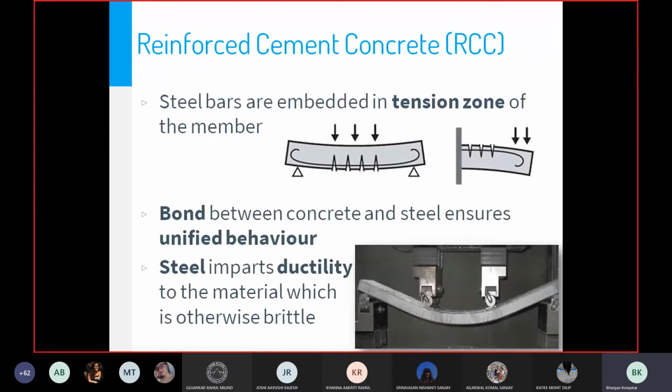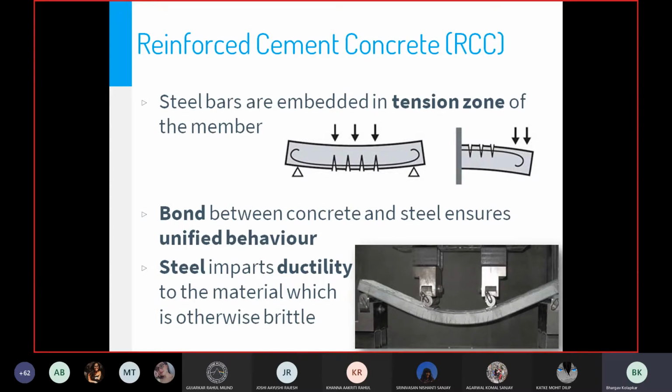Normally, steel bars are embedded in the tension zone of a member, meaning that if we are dealing with a simply supported beam, we know from our understanding of bending moment that the bottom zone of the beam is going to experience tensile stresses, and that is where we provide steel. And that is why, if you've had site visits before, in most of the beams you will see a larger amount of reinforcement at the bottom if the beam is simply supported.